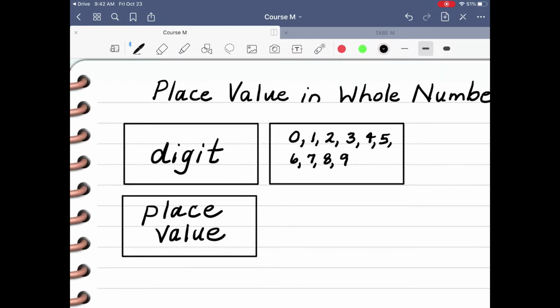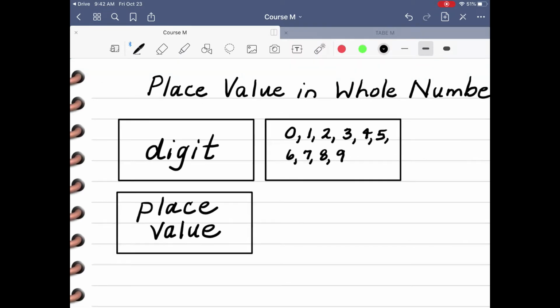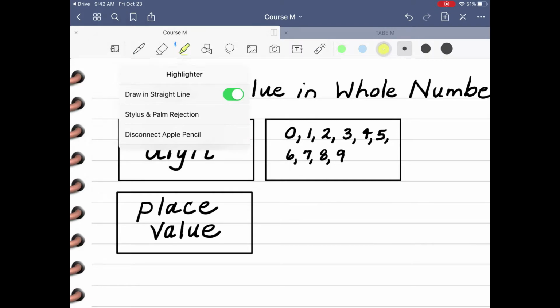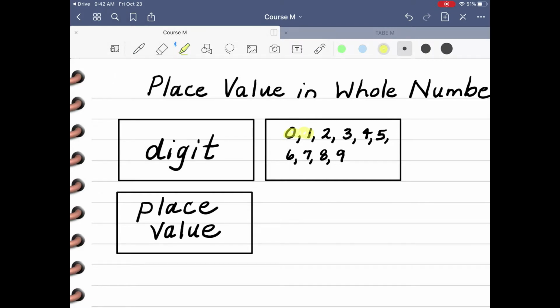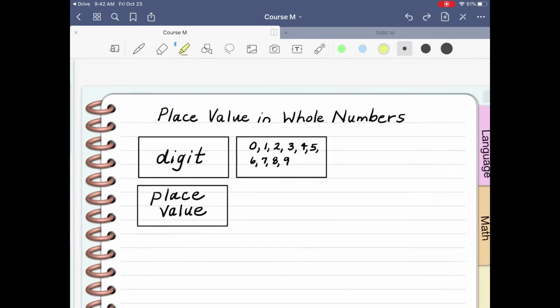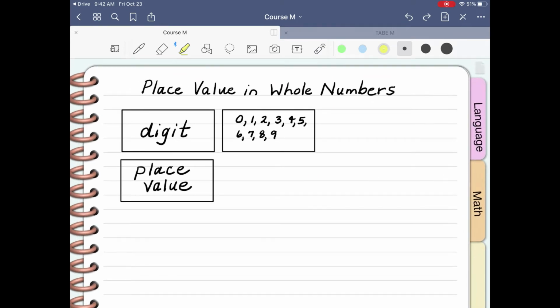And you may be thinking, well, what about 10? 10 is a combination of digits. It's a 1 and a 0 that is needed to make a 10. If you want to make a 25, you need a 2 and a 5. And so we have 10 digits to work with, counting 0. And the position of those digits in a number changes the value.